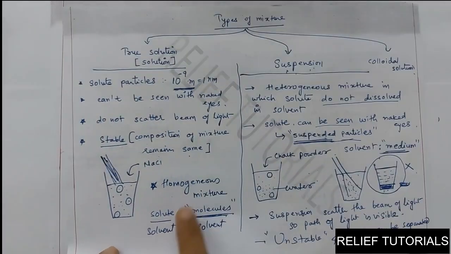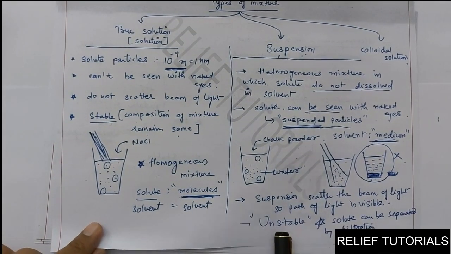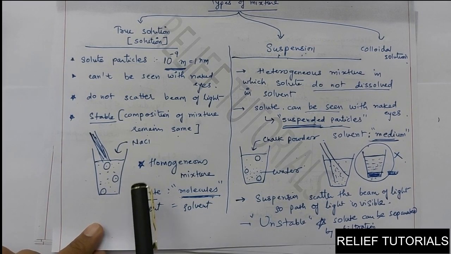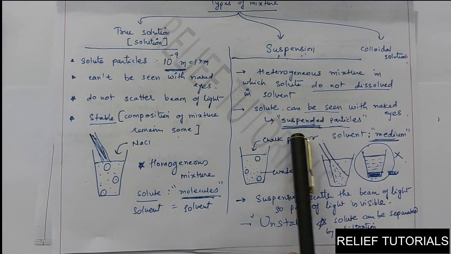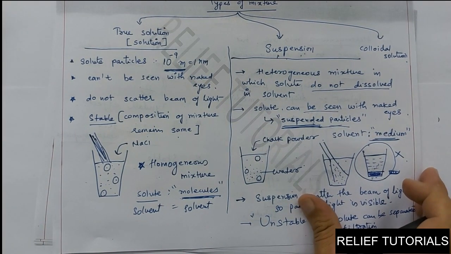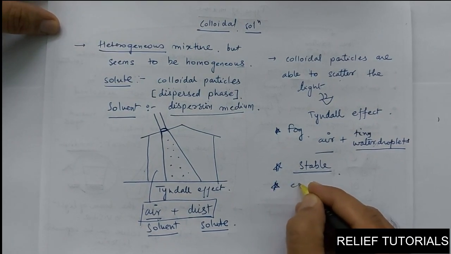Already we have seen that true solutions are stable. Suspensions are unstable. In true solutions, solute particles cannot be separated by filtration. In suspension, the suspended particles are big enough so that they can be separated by filtration. But in the colloidal solution, the size of the particle is not too big, so that they cannot be separated.